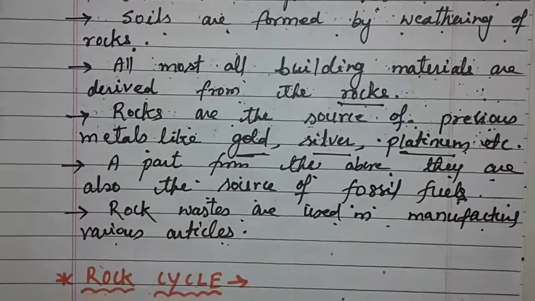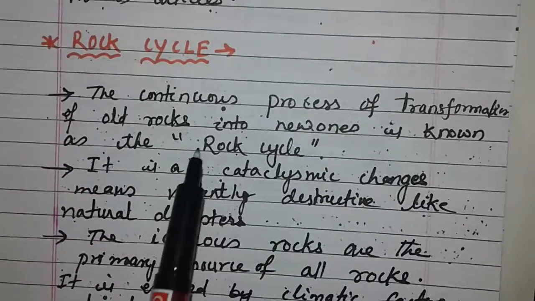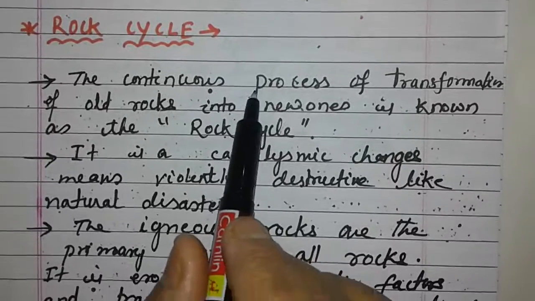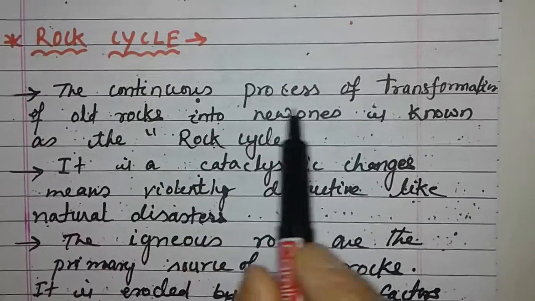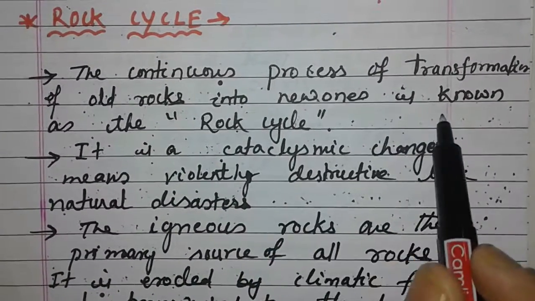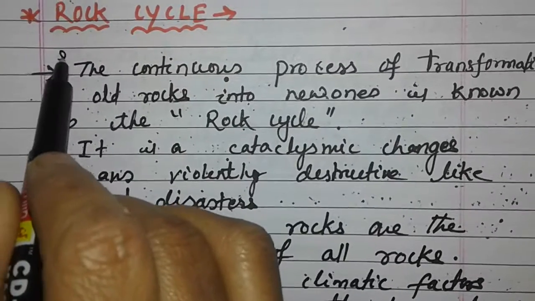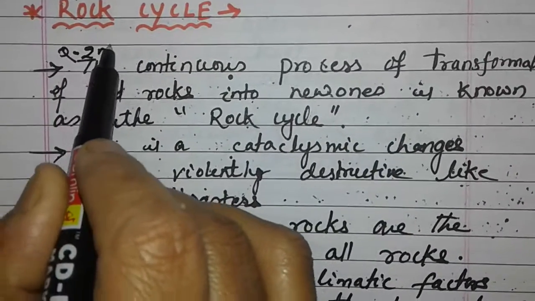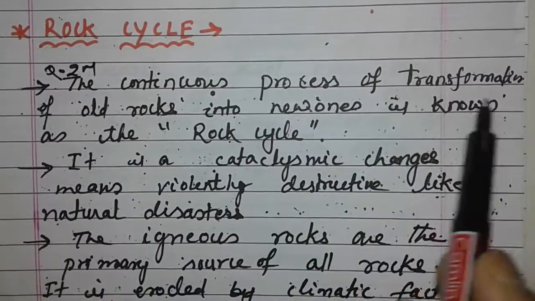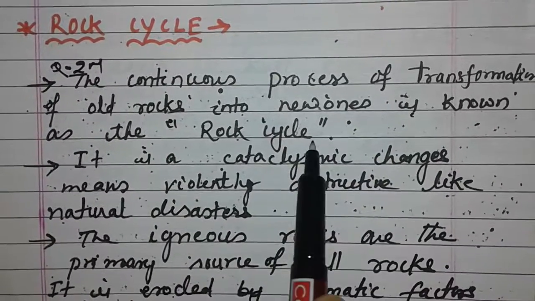Now we will come to the rock cycle. First I am explaining to you, then I will show you the flowchart diagram of the rock cycle. What is the rock cycle? The continuous process of transformation of old rocks into new ones is known as the rock cycle. Suppose a short question of 2 marks is asked here, then you will write: the continuous process of transformation of old rocks into new ones is known as the rock cycle.